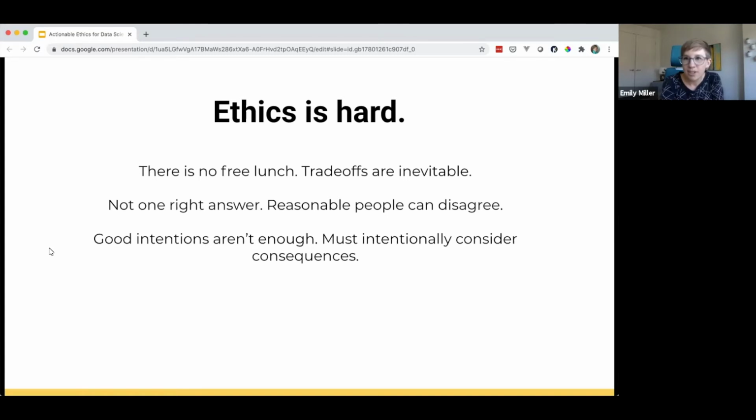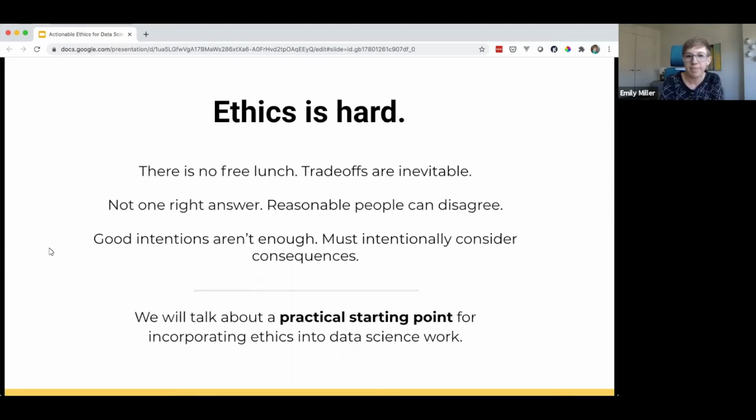If you take away just one thing from this talk, I hope that it is this: good intentions are not enough. We have to intentionally consider the consequences of our actions, and just not intending harm is not enough to ensure that we don't actually do harm. So I'm not going to tell you what to do or what the answer is, but I am going to give you a practical starting point for incorporating ethics into your data science work.